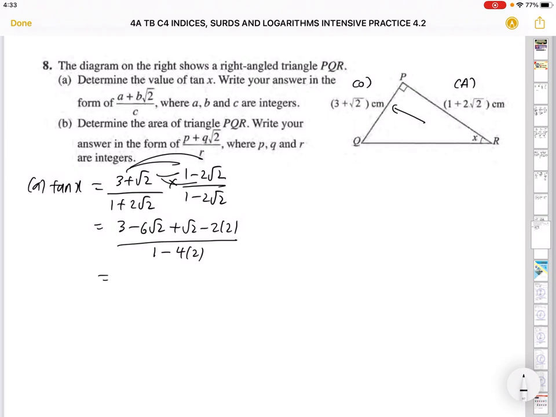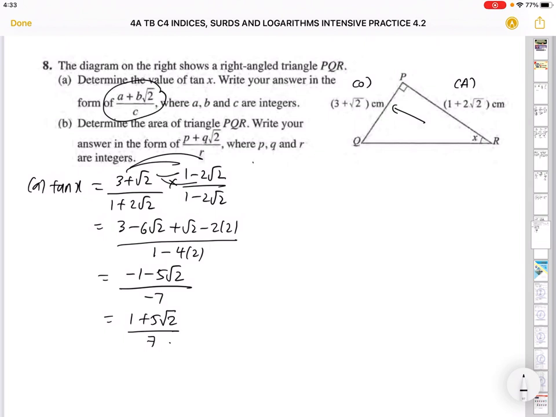Minus 6 plus 1 is negative 5. And your denominator is negative 7. So if you have double negative, you just cancel out the negative. So it's (1 + 5√2) over 7. Yeah. So check that your answer is in this form.